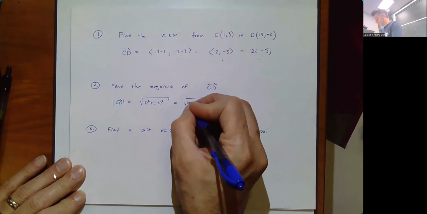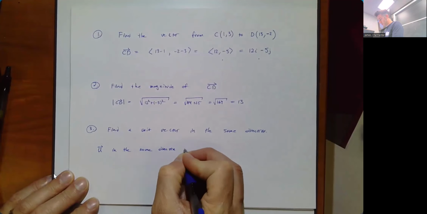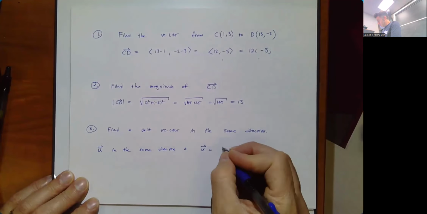And then finally, the unit vector: you're just taking the vector and dividing it by its own length. So the unit vector u in the same direction is going to be the vector 12, -5 divided by 13. Here, since the denominator is an integer, I would usually distribute it and write it as the vector 12/13, -5/13. Or if you prefer, 12/13 i minus 5/13 j.